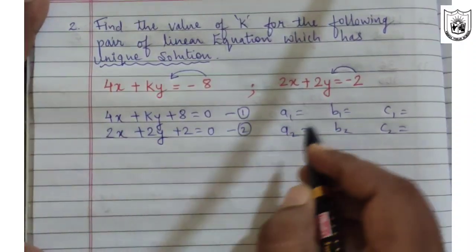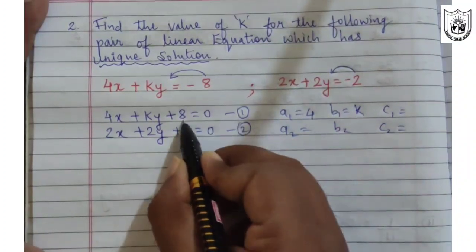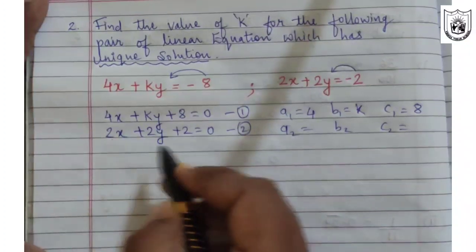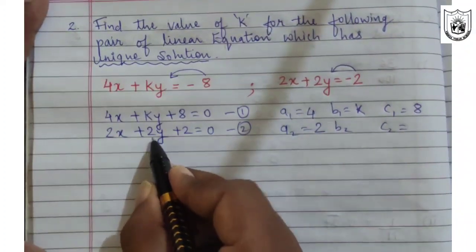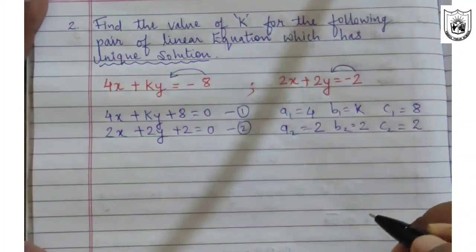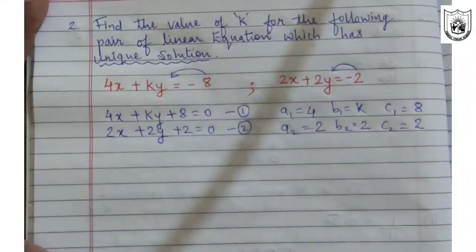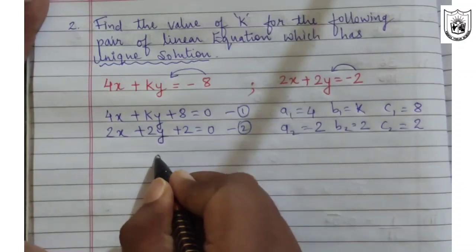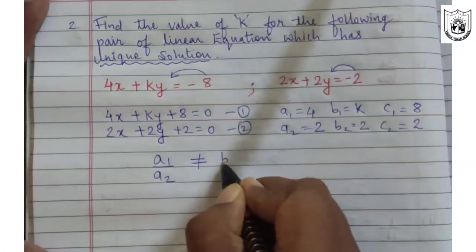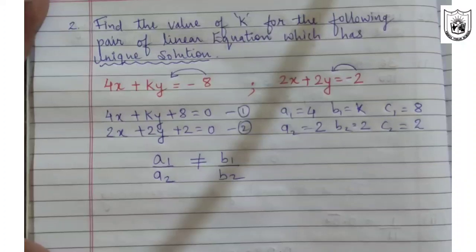a1 here is the coefficient of x, that is 4, b1 is k, and c1 is the constant number, that is 8. Then a2 here is the coefficient of x, that is 2. Then we have y again 2 here, and the constant is also 2. First of all, we will have to write the condition for unique solution. So what is the condition for unique solution? It is a1 upon a2 not equal to b1 upon b2. So both the ratios are not equal here.